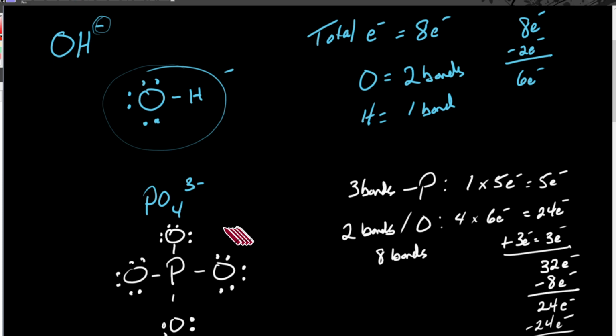All right, and then this whole thing has a negative 3 charge. It's got 3 extra electrons. Where are they? They're tucked in there somewhere. It could be anywhere in there. It just somehow acquired 3 extra electrons to make this phosphate.